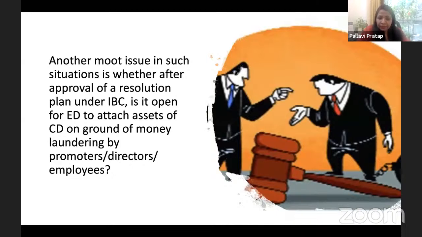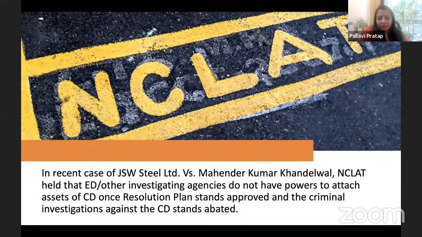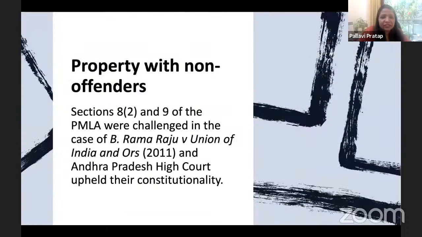Now, this is a specific question which I think the long and short of the entire Chapter 3 comes down to, which is another moot issue in such situations: whether after approval of a resolution plan under IBC, is it open for ED to attach assets of the corporate debtor on the ground of money laundering by promoters, directors, or employees. So we come to JSW Steel here, but I am not going to deliberate so much on this just now. This is something that Vijayathri and I will be talking about at the end of our session.